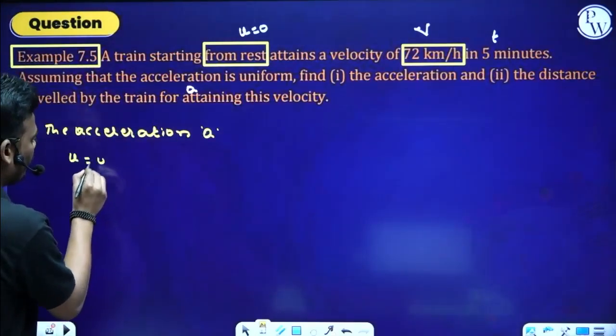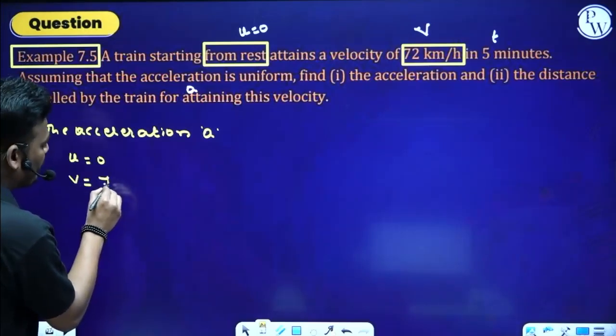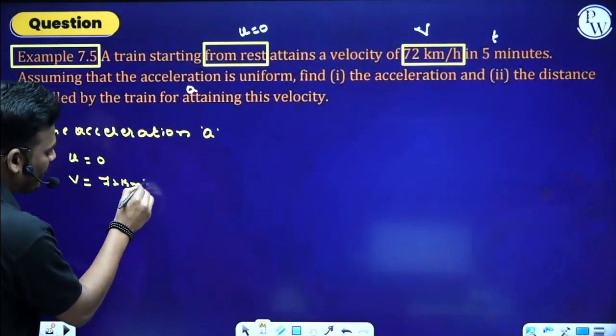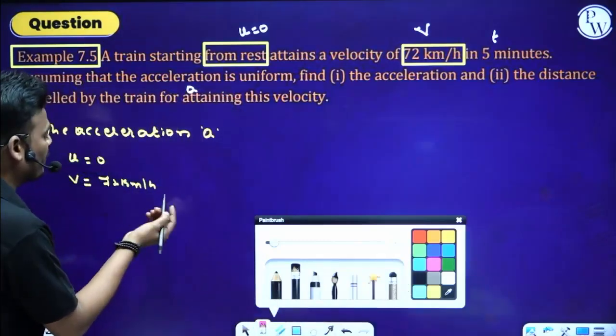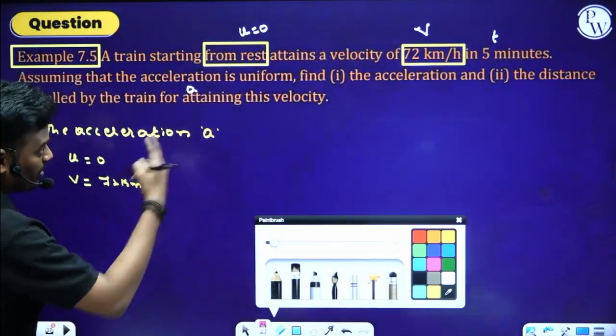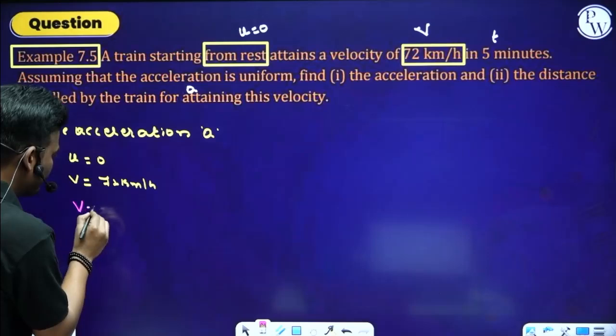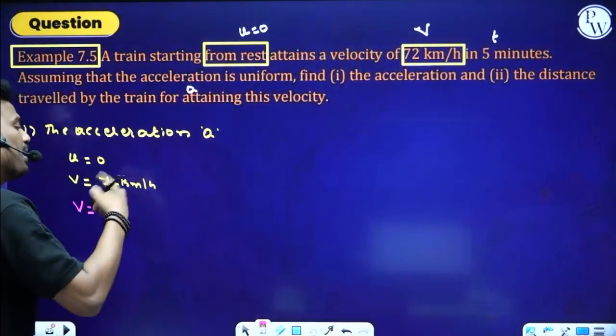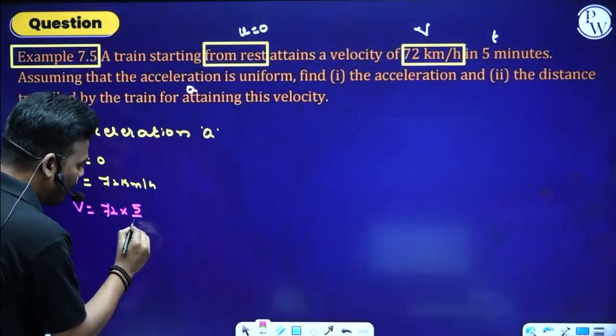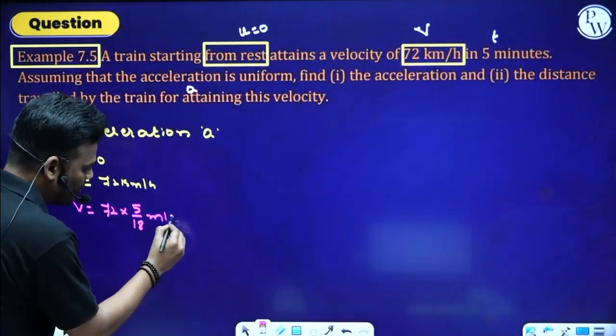U is equal to 0, V is equal to 72 km per hour, but it is not an SI unit. Therefore, we need to convert to SI unit. V is equal to 72 kilometer per hour to meter per second. Bigger unit to smaller unit, what we have to do? Multiply by 5 divided by 18 meter per second.